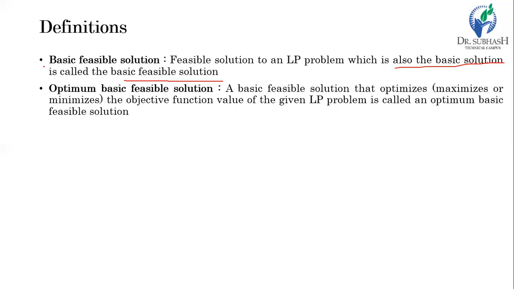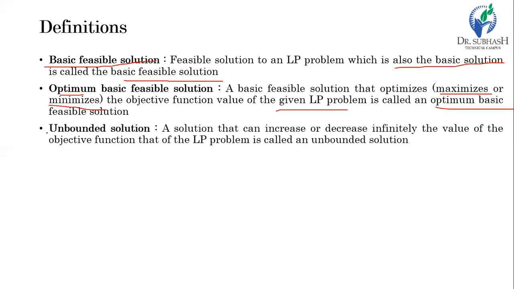So when we get the basic feasible solution, if this basic feasible solution is optimum, either maximize or minimize as per the condition given in the objective function, then this is called an optimum basic feasible solution. A basic feasible solution that optimizes, that is maximizes or minimizes as per the given condition, the objective function value of the given LP problem, is called an optimum basic feasible solution.